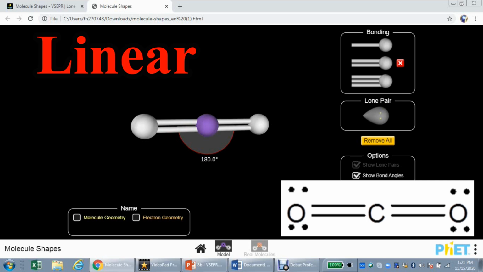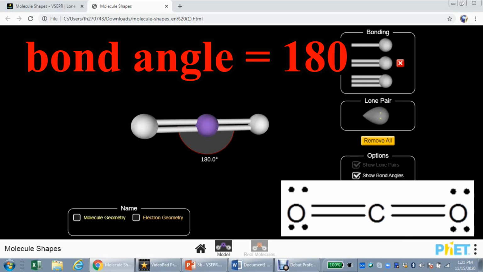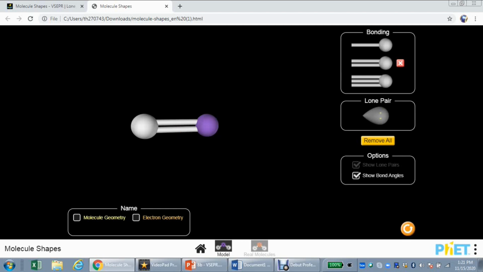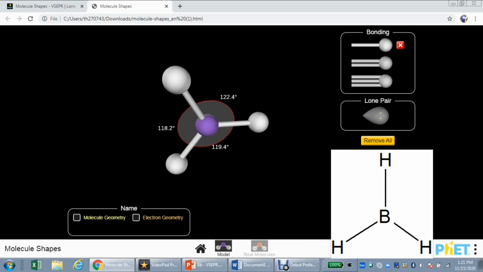The oxygen atoms lie in a straight line with the central carbon atom. This means that the oxygen-carbon-oxygen bond angle is 180 degrees, as you see here. Now let's move to a steric number of 3. For this, we'll look at boron trihydride.